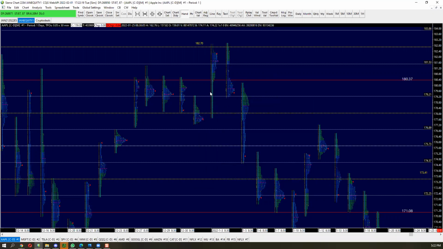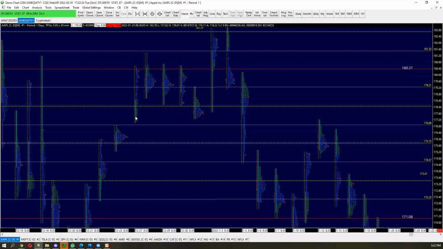So what happens is, for example, here's a really cool example of where you shouldn't short a market. Market goes up over 178, balances between 178 and 180, and then it sells off.